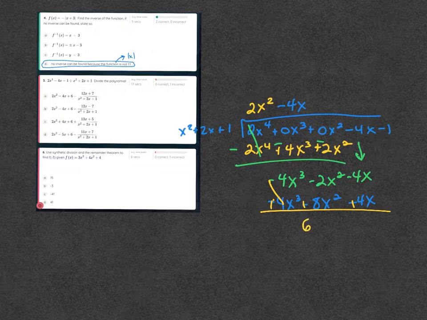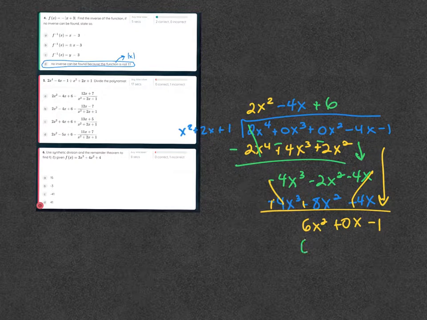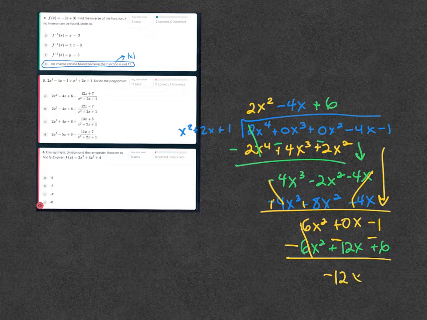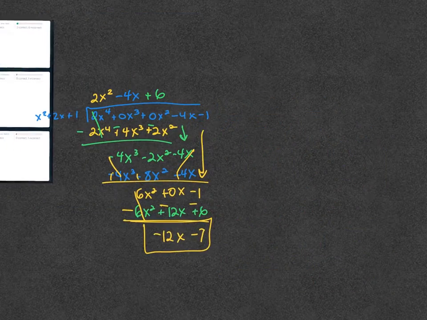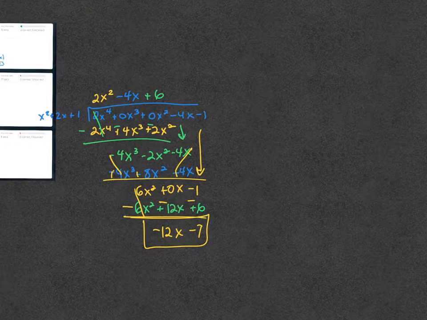These cancel. This is 6x squared. This cancels. So 0x. Bring down the negative 1. Plus 6. And I get 6x squared plus 12x plus 6. Change your signs. This cancels. And that's my remainder. So remember that we said that if there's a negative on the leading coefficient, the negative has to go in between. So this becomes 2x squared minus 4x plus 6.